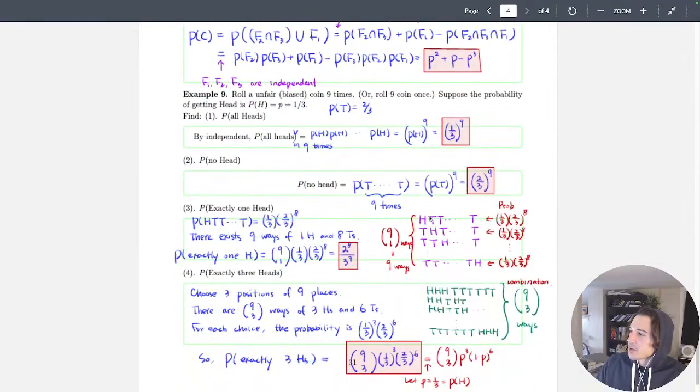Circuit problem, we don't need to worry about that right now. Example 9: roll an unfair biased coin 9 times, or roll 9 coins once. Suppose the probability of getting heads is P(H) = p = 1/3. Find the probability that you get all heads. So rolling an unfair biased coin 9 times, that's just 1/3 to the 9. And then the probability of no heads is 2/3 to the 9. Exactly one head: 1/3 times 2/3 to the 8. Makes sense.